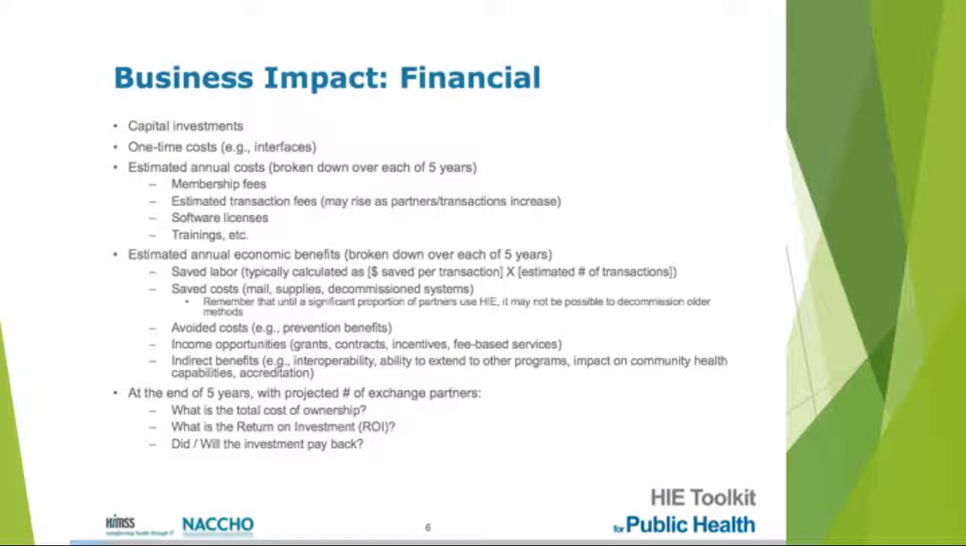The next area of business impact that is considered is the financial one. This includes capital investments, one-time costs, estimated annual costs, which are broken down over a 5-year period, estimated annual economic benefits, again broken down over 5-year periods, and at the end of 5 years, with the projected number of exchange partners, information such as the total cost of ownership, the return on investment, and did or will the investment pay back.